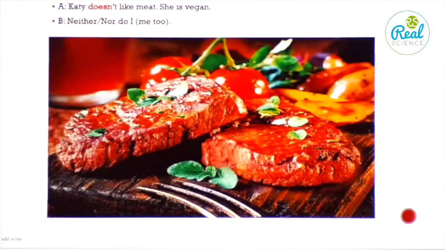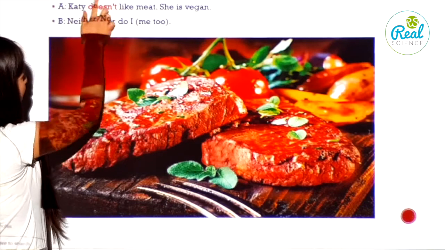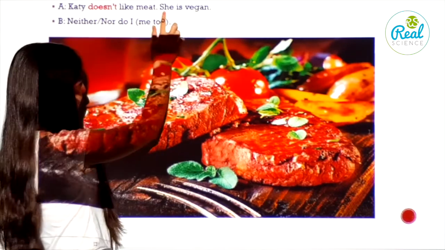So let's move on. Now look at the examples. Who wants to read the examples? Can I? Yes. Katie doesn't like meat. She's vegan. Neither do I. Me too. Nice. Very good. So Katie, pay attention to this one. Doesn't like meat. She is vegan.